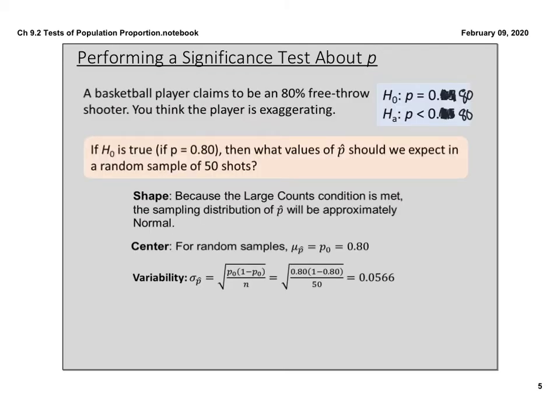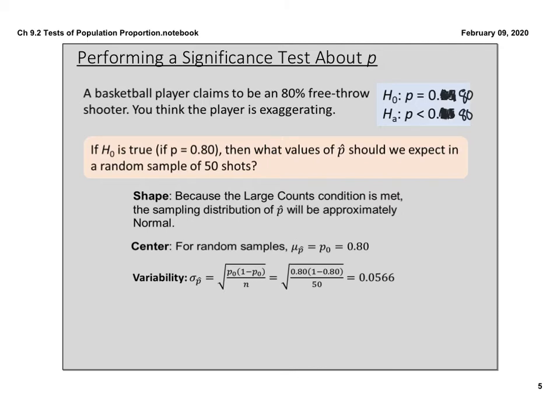So when we get to the point that we are going to perform a significance test for P, we then need to start talking about the shape and the variability of it and how we would find the standard deviation so that we can find a probability, a p-value.